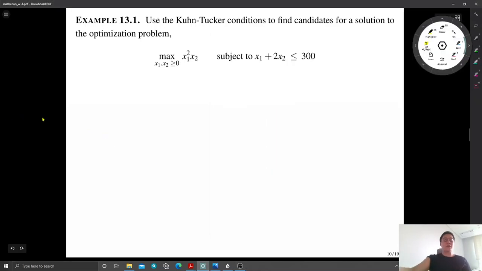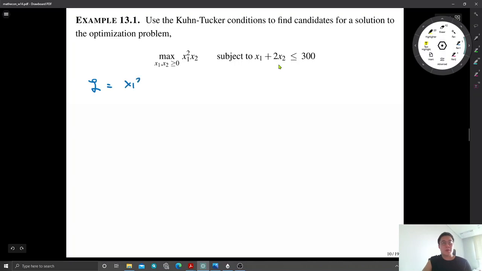All right, in this second video of the last week, let me show you several examples about the Kuhn-Tucker condition. So let me start with the first example, where we try to maximize this function given this constraint. Okay, so the starting point is to set up the Lagrangian. So we set up the Lagrangian L.